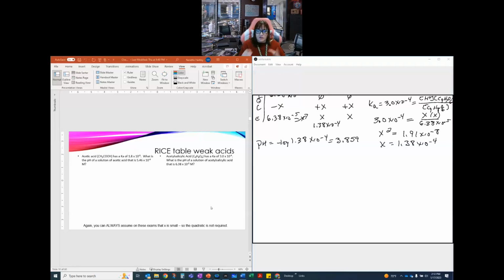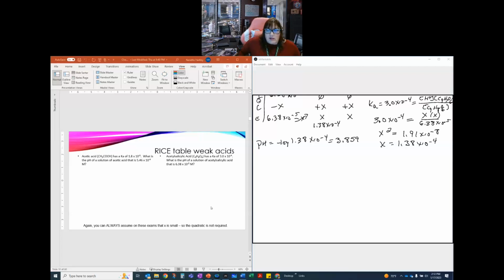Now, does it seem like I'm doing that very, very quickly and knowing exactly what to do and just holding my calculator and doing that next thing? Yeah, it does. And that's because I've done this 8 million times. Practice will get you there. It's not necessary to do it that fast. It is necessary to know how to do it.